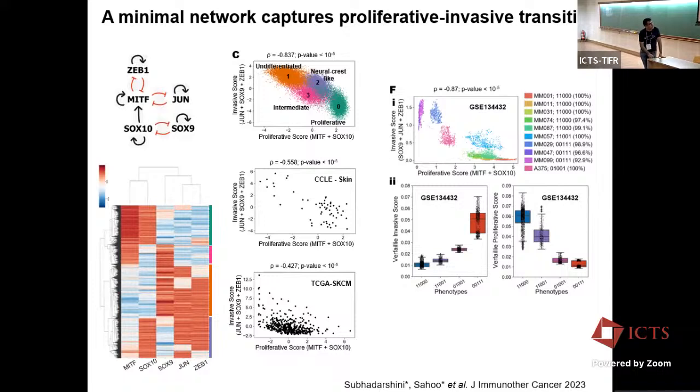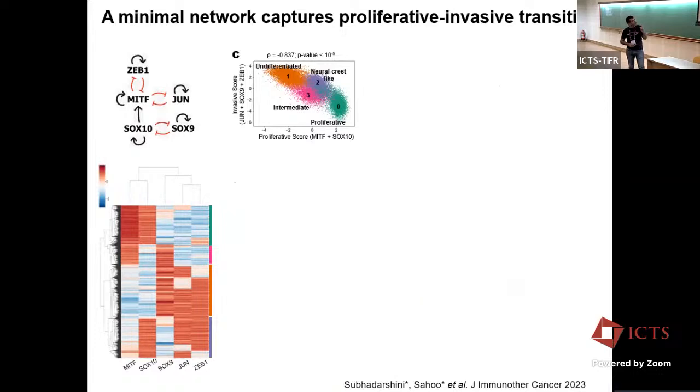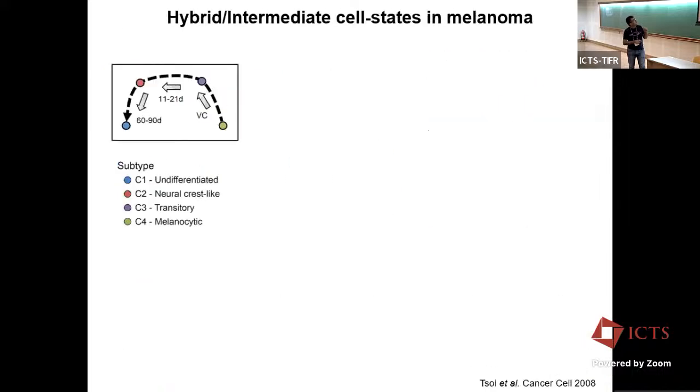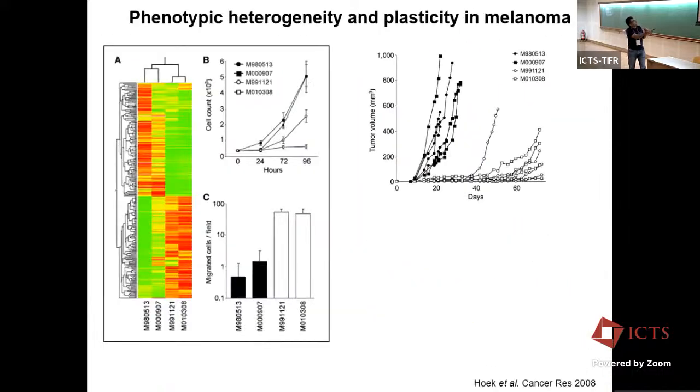No, it's MITF and its targets, but it has almost 500 plus genes. Both of them have 500 plus genes. Proliferative score means if it's high, then these cells are more proliferative. So they grow faster, in the in vitro equivalent of the plot that I showed earlier. For this, you have to have 500 genes.